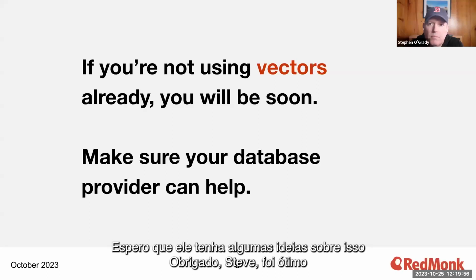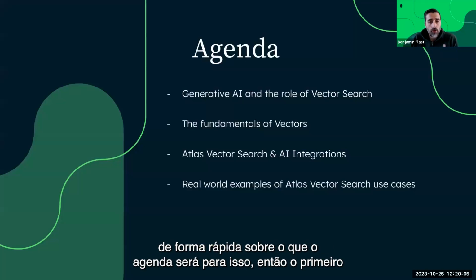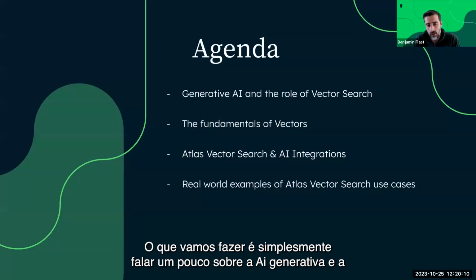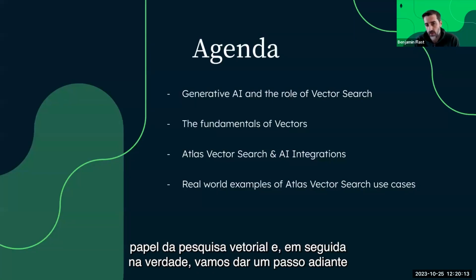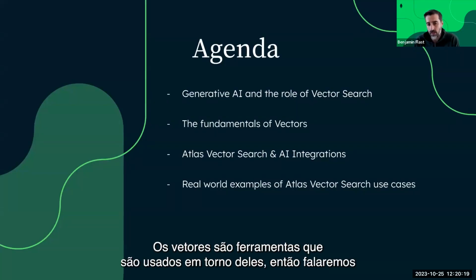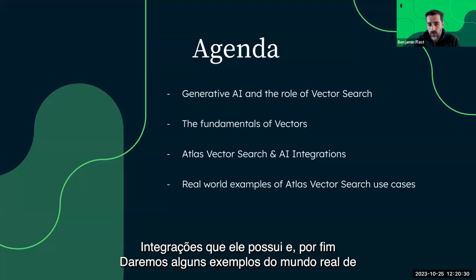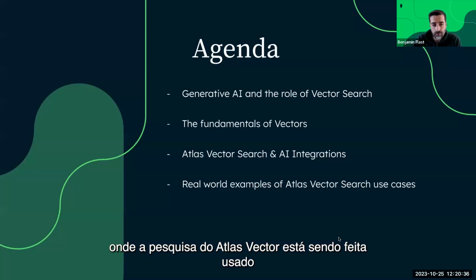Thanks, Steve. That was great. So, transitioning to the MongoDB focused section of the webinar, I want to quickly cover what the agenda will be. The first thing we're going to do is talk a bit about generative AI and the role of vector search in it. Then we're going to step back and talk about some of the fundamentals of vectors, what vectors are, and the tools that are used around them. Then we'll talk about Atlas Vector Search specifically, our new offering, and the AI integrations that it has. And then lastly, we'll give some real world examples of where Atlas Vector Search is being used today.